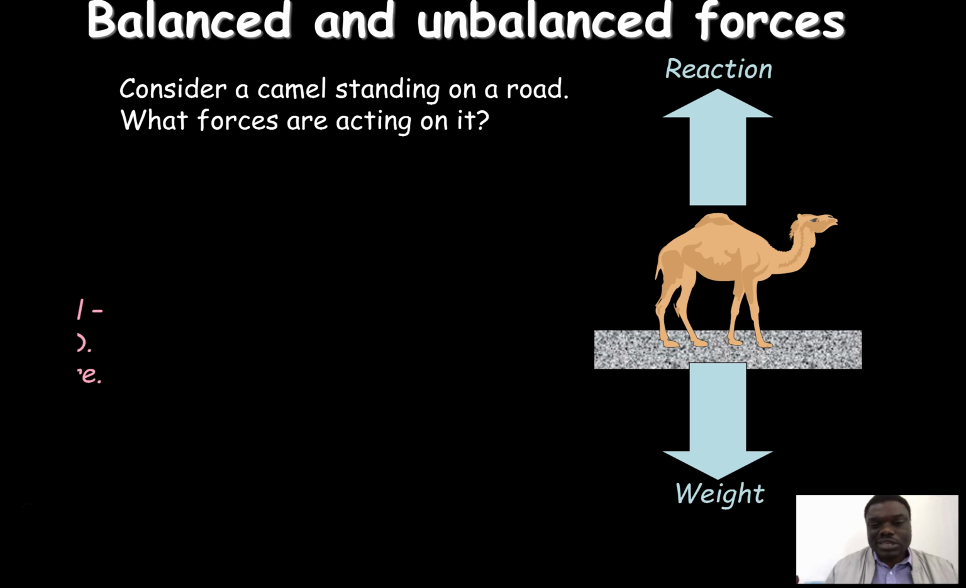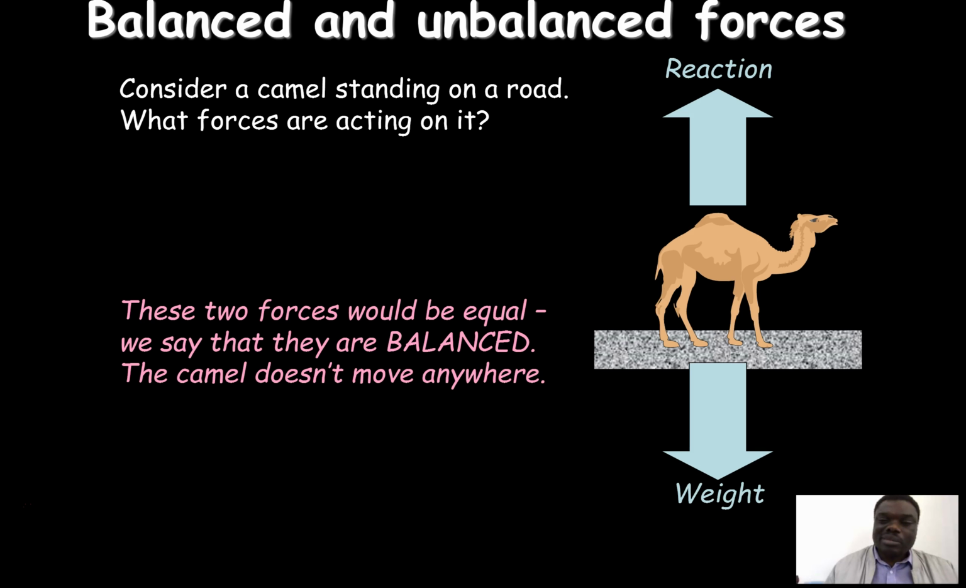These two forces are balanced. In other words, the net force on the camel is 0, for the weight and the normal reaction force are equal in magnitude, but opposite in direction. So they are balanced. That's why the camel does not accelerate.